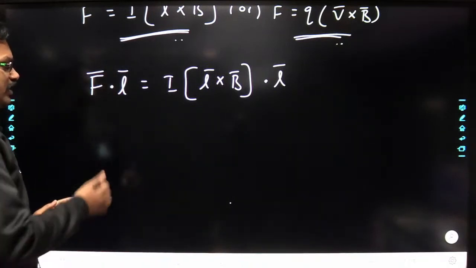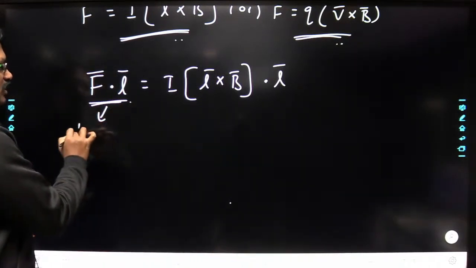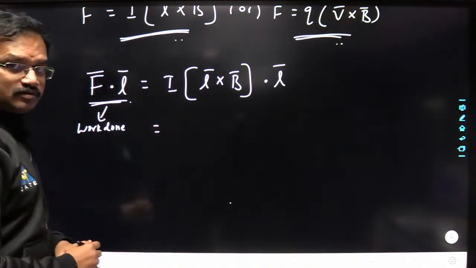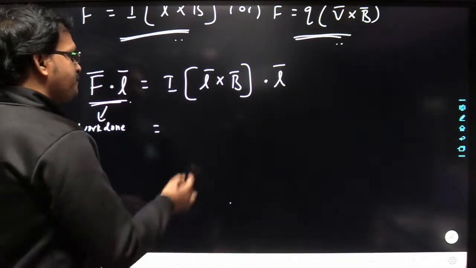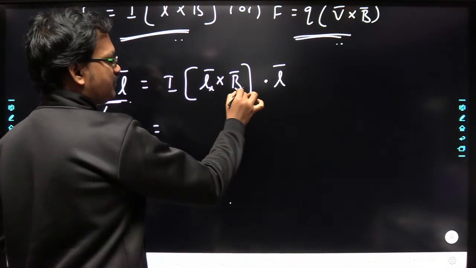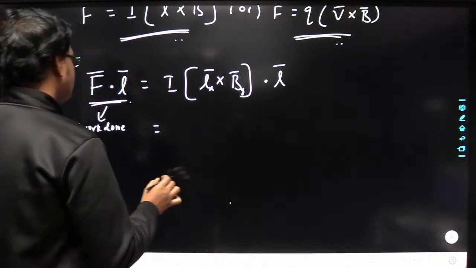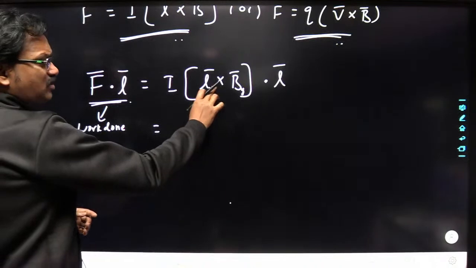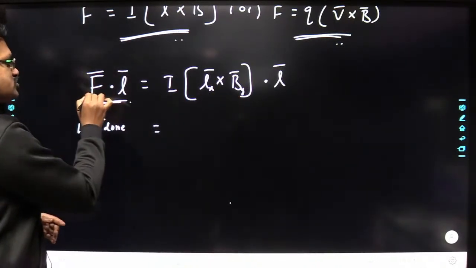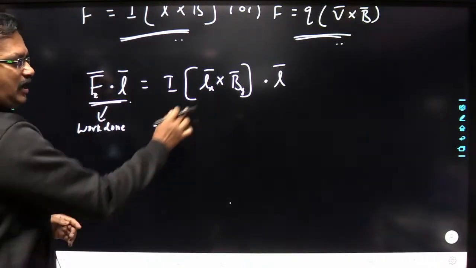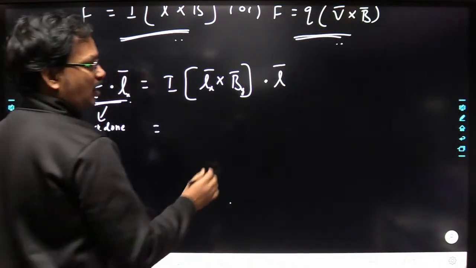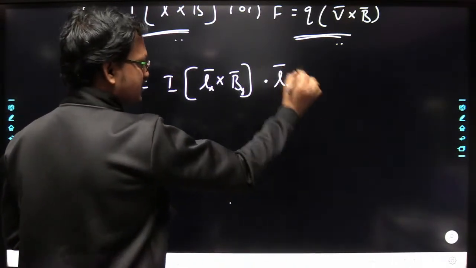Whenever you do force dot displacement, this is nothing but work done. Let us assume the displacement is in the x direction, and the magnetic field B is in the y direction. Then ax cap cross ay cap will be az cap. That means the force direction will be in the z direction, and the displacement direction is in the x direction.